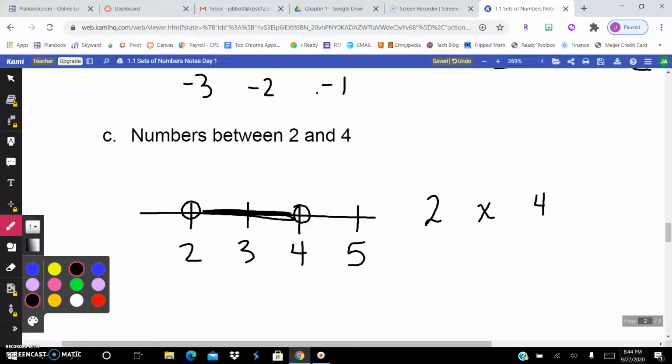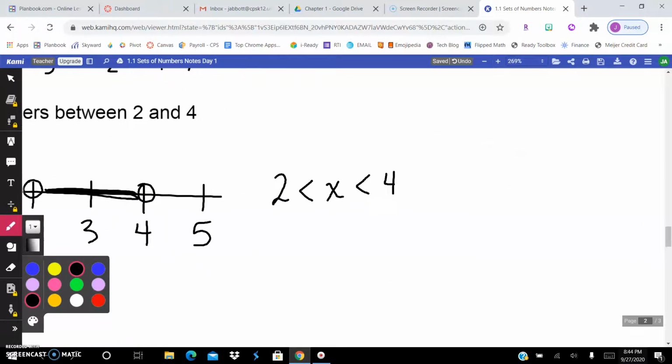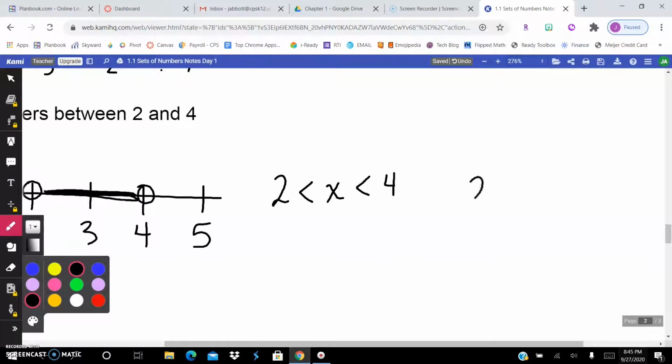So x has to be larger than 2, so the inequality is going to open towards the x. And then x has to be smaller than 4, so we want less than 4. And then for interval notation, our smallest number is 2 and our largest number is 4, and neither of those are included, so we're using parentheses.